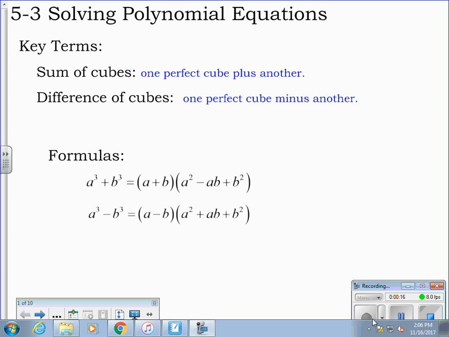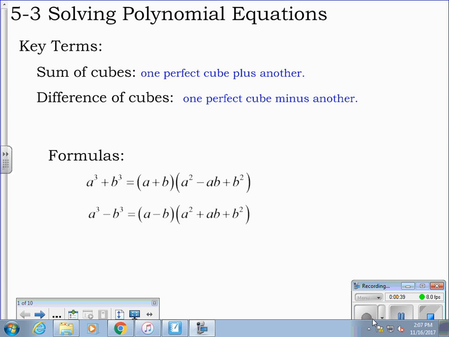Okay, sum of cubes is one perfect cube plus another. Difference is one perfect cube minus another. And you have formulas for factoring the sum and difference of two cubes. You must have this formula memorized by the time you take the test. Do not think, oh, well, I can factor it. I don't need to remember the formula. You cannot factor this without the formula.